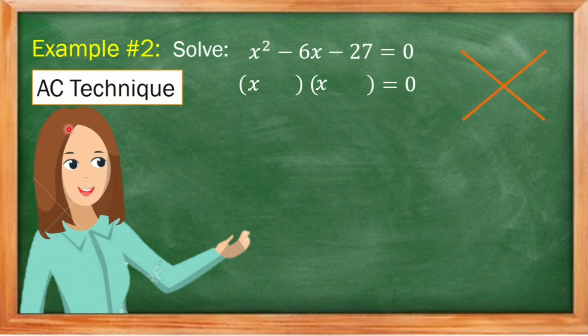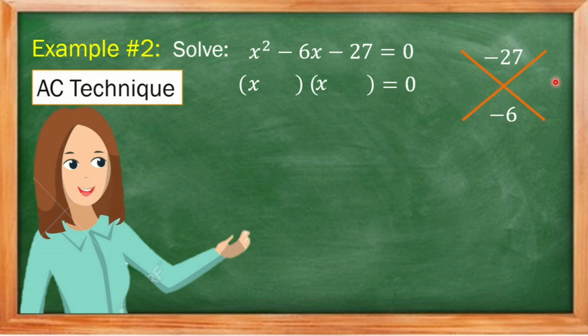Ang next naman, gagawa tayo ng malaking x dito. So, kukunin lang natin yung product ng a at saka c natin dito sa original equation. Okay, so yung a natin is 1, then yung c natin is negative 27. So, 1 times negative 27 is equals to negative 27. So, dito natin siya ilalagay. Sunod naman, ilalagay natin dito sa baba ng x ay yung middle term natin or yung value ng b, which is negative 6. So, yan.